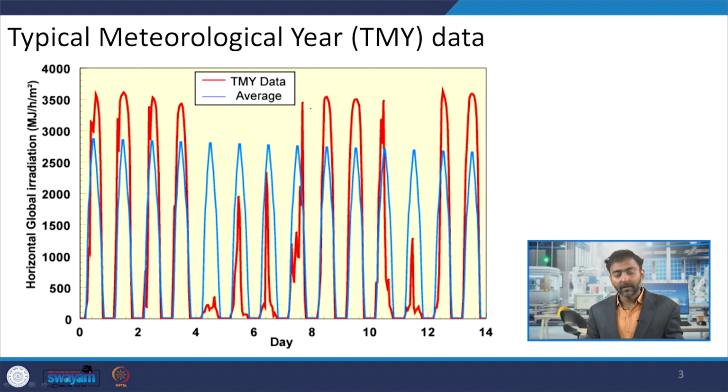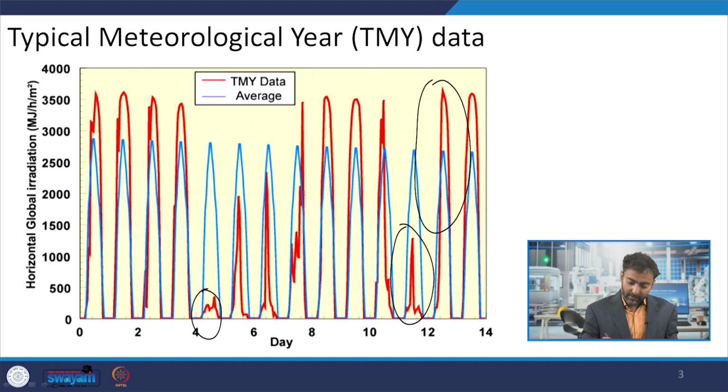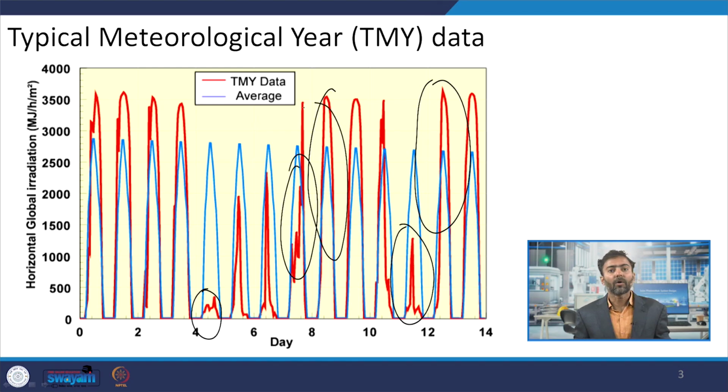So that is why those fluctuations are important to capture, because they capture the typical profile of weather at a location. And that is why TMY is important. As you see here in the TMY dataset, the red curve, the fluctuations have been captured. Some days are having very low radiation, some are having very high radiation, some days are somewhere in between. On some days there are a lot of fluctuations, on some days it is just a smooth profile.